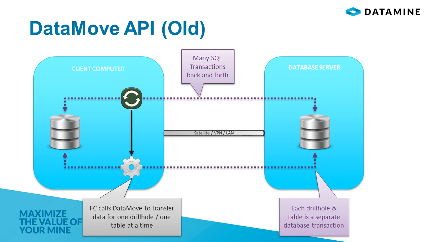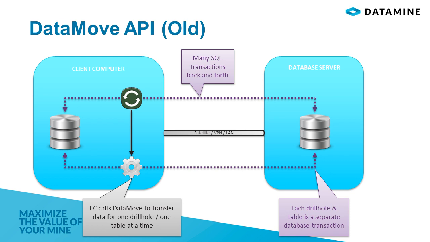between Fusion Client querying both databases to figure out the state of the data, and then making a call to this Data Move component, things weren't done very efficiently. There was a lot of back and forth. There were multiple connections to the database happening. And really the basic operation of this Data Move component was that it transferred only one table at a time. So you can imagine, for one drill hole, you may have 10 tables, and for 100 drill holes, this number starts growing.